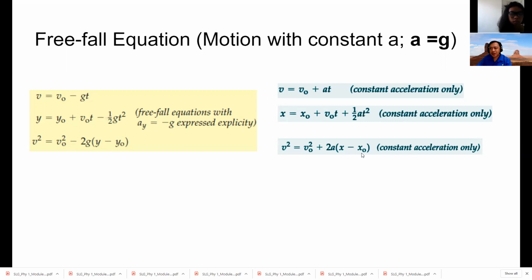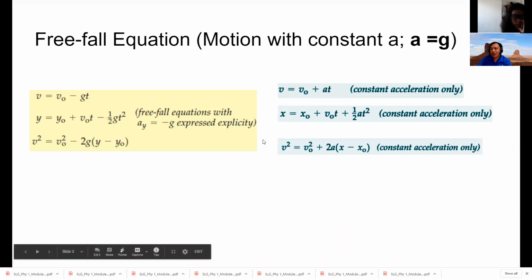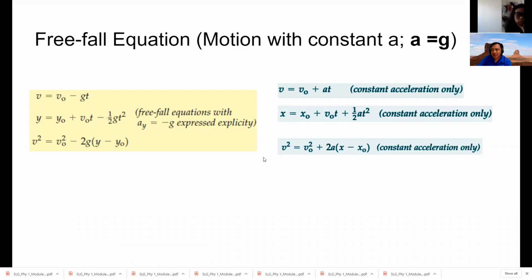Also, in the last equation that you have to remember, if you want to solve for the final velocity, v squared is equal to v naught squared plus 2a(x minus x naught), which is the displacement. So the a here can be replaced with a g, and of course the sign will become minus because the acceleration due to gravity is downward. Okay, so these are the three equations. This morning, I said I will just focus on free fall because this is just the application of constant acceleration.